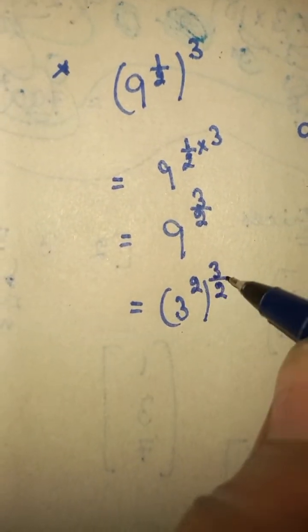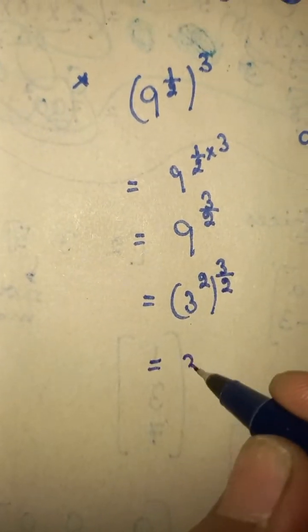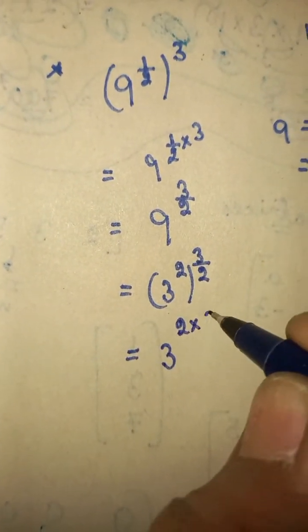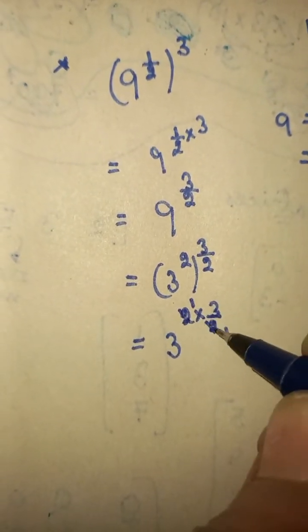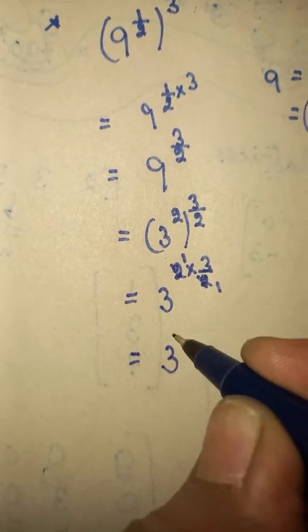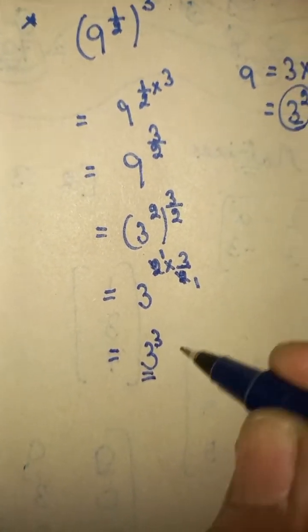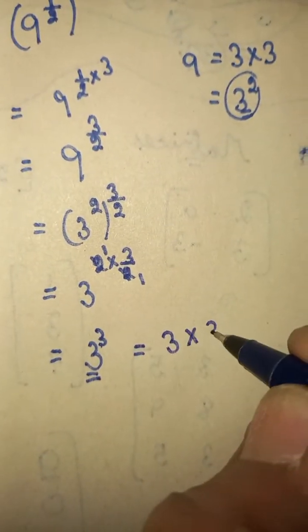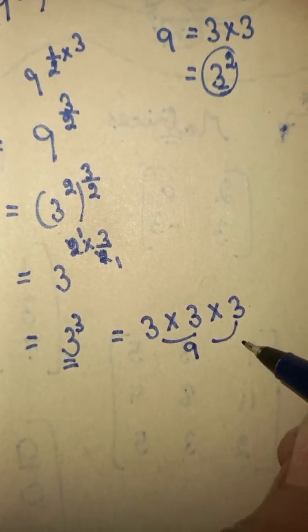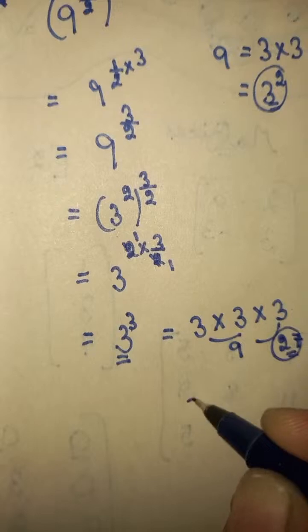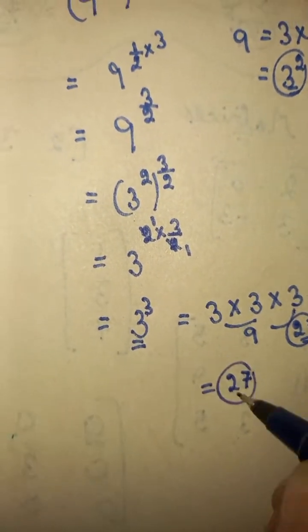Now also you need to multiply inside and outside of the bracket. 3 power of 2 times 3 by 2. You can divide the 2 by 2 from the denominator and numerator. It becomes equal to 3 cube. Or you can expand it and write 3 times 3 times 3. 3 times 3 is 9, 9 times 3 is 27. This is equal to 27. Let's take one more problem.